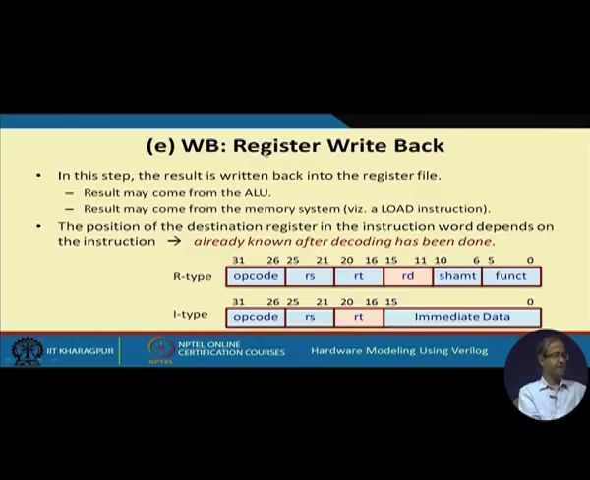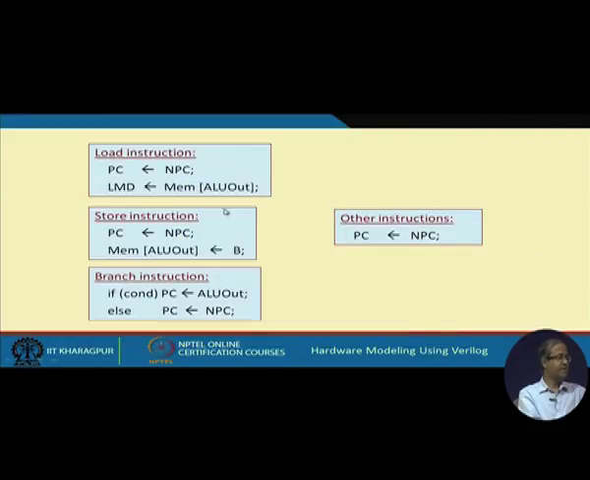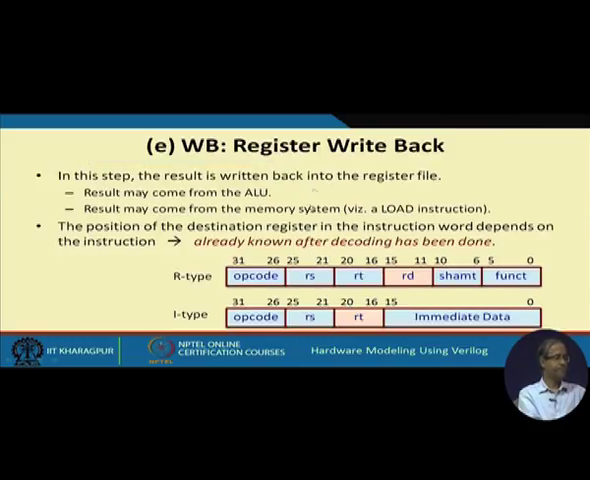Lastly, in the WB stage you have to write back the result to the register. The result is written back into the register. Now, the result that you are writing back can either come from an ALU operation like a subtract, add, multiply instruction, or it can be a load instruction where the data is coming from memory, because you see earlier the data from the memory is coming into a register called LMD. So, from LMD it will go, right.